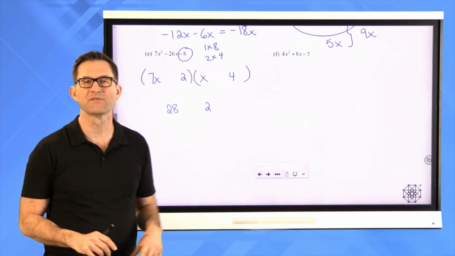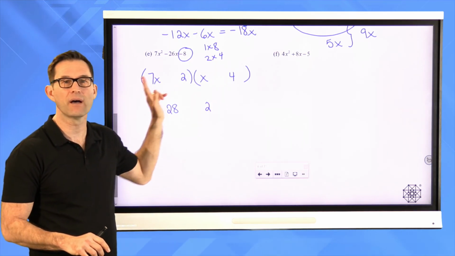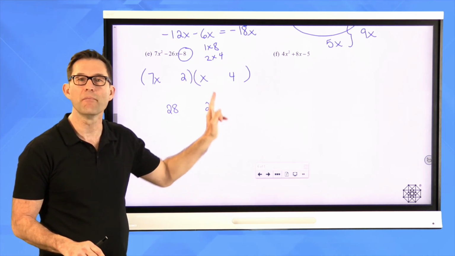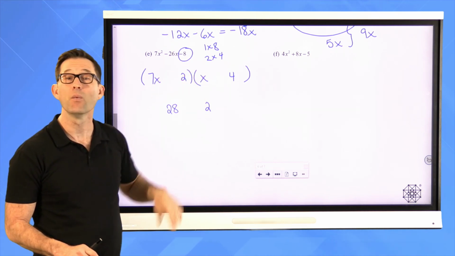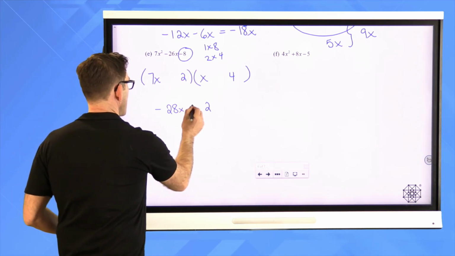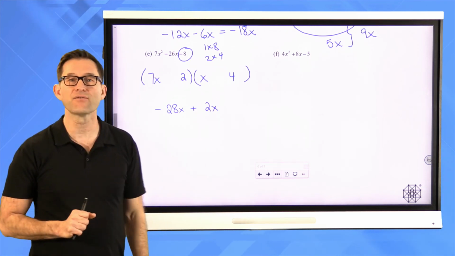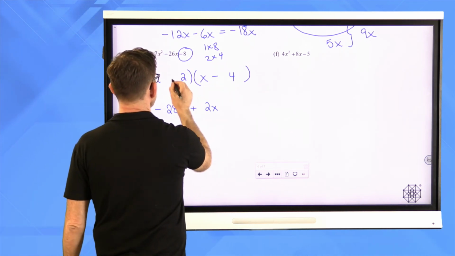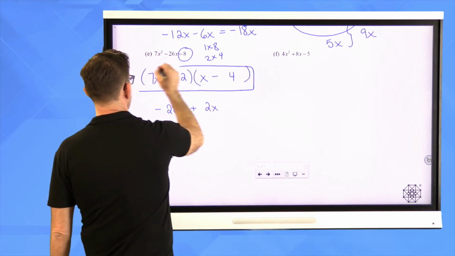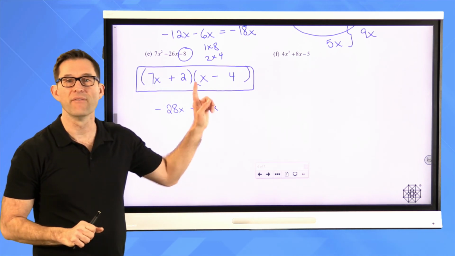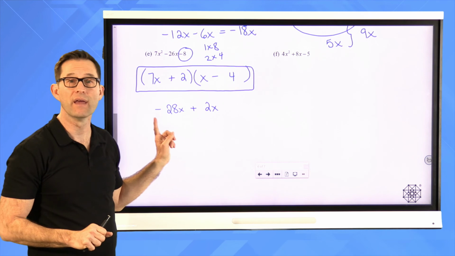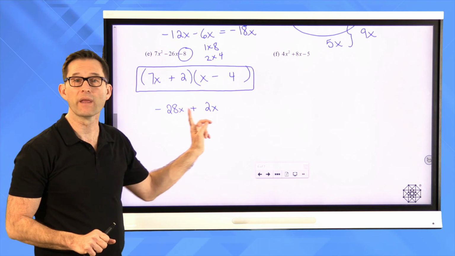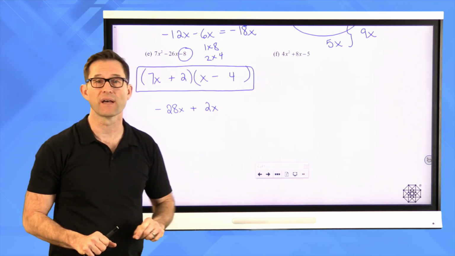So don't worry about positives and negatives. I've got 28 coming from this times this, and 2 coming from this times this. Can 28 and 2 be combined to be -26? Well, yes, as long as it's this. As long as it's -28x and positive 2x, it will combine to be -26x. So that's my correct factorization, right? I have -4 times +7, -28, +2 times +x, +2x, -28x, +2x, -26x.